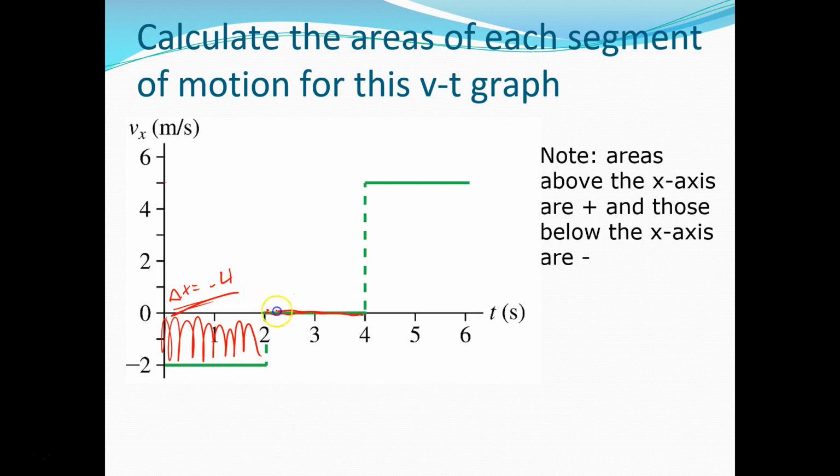Between 2 and 4 seconds, we're traveling with 0 velocity, which means we actually haven't traveled at all. So our delta x, or our displacement, is going to be 0 meters.